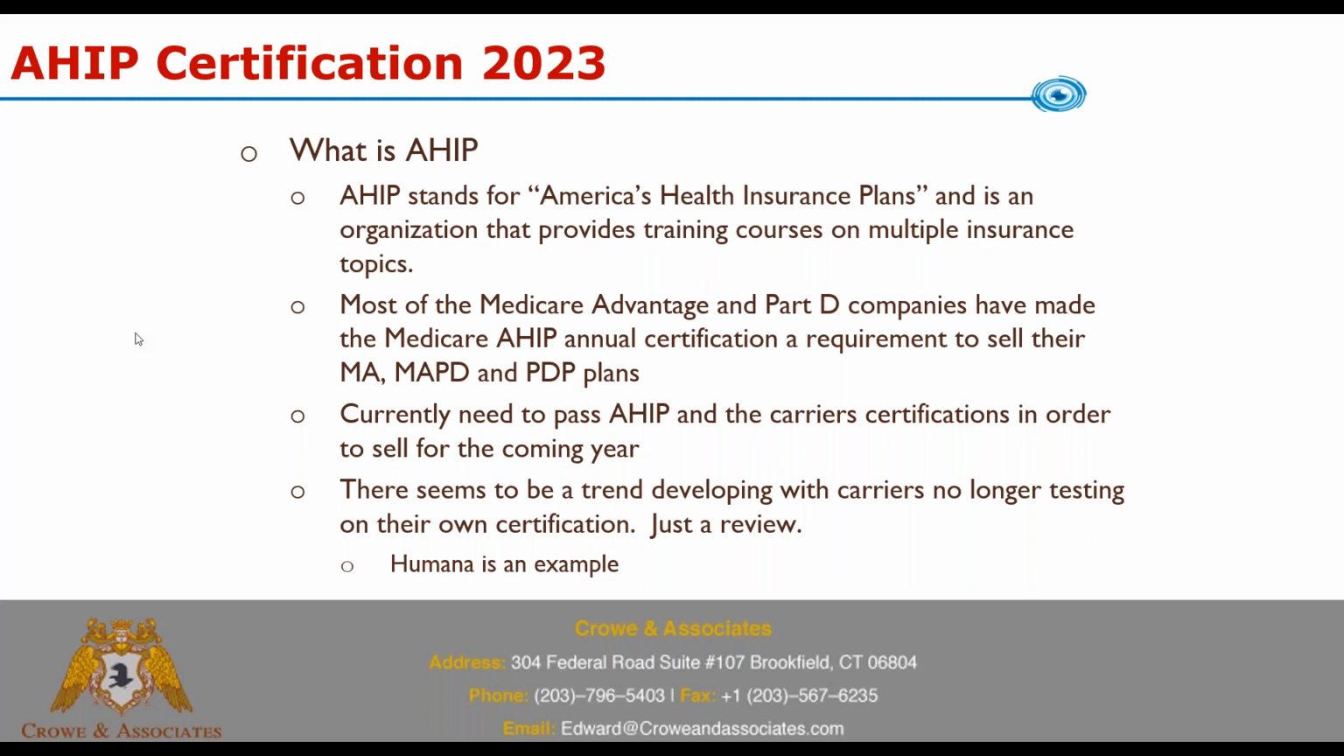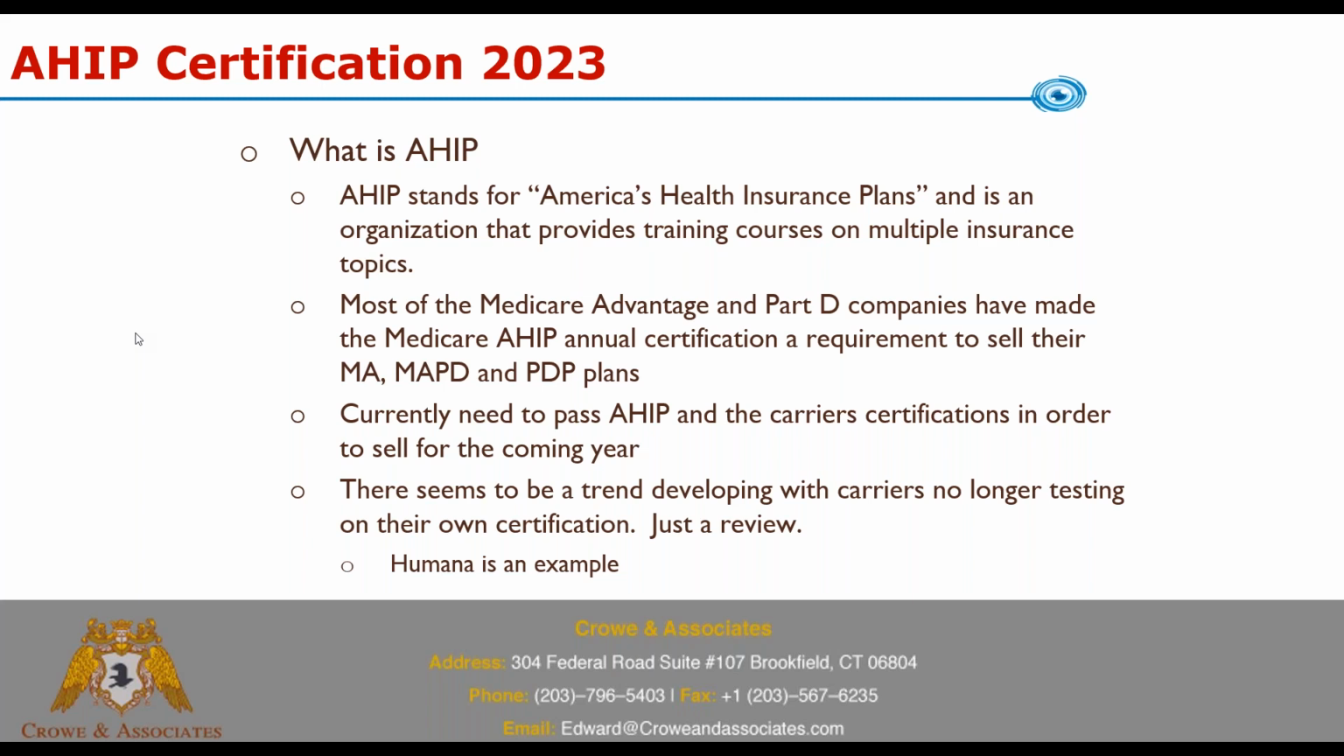So most of the Medicare Advantage and Part D companies have made the AHIP annual certification a requirement. So to sell their MA, MAPD, and PDPs, to be certified to sell or ready to sell, you have to have AHIP. So basically, for those who are new, you've got to have AHIP passed, and you've got to do each carrier certification in order to sell that company for the year. There is a trend developing by the companies, and it's developed a little more this year, where if you've taken AHIP and passed it, the certification for the carrier is really now just review the information and sign an addendum saying, yes, I reviewed it.